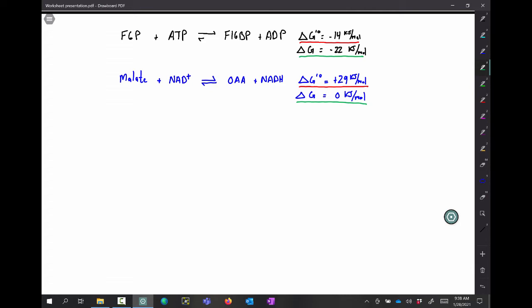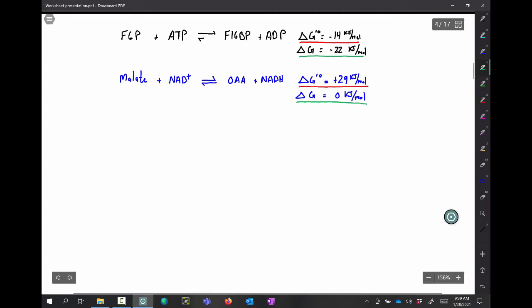When we look at a reaction, it will always have the same ending point. But the standard free energy change and the actual free energy change will be different because of where we are beginning that reaction. So let's first of all think about the ending point of either one of these reactions.